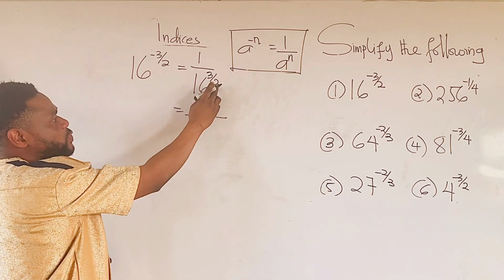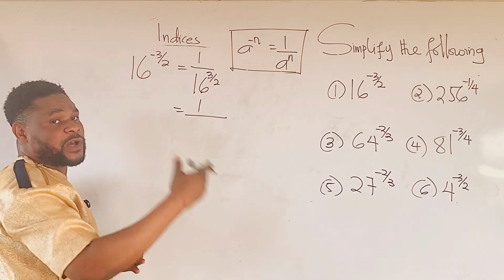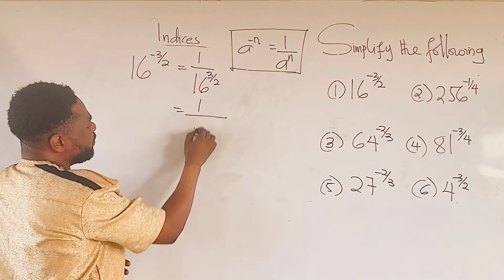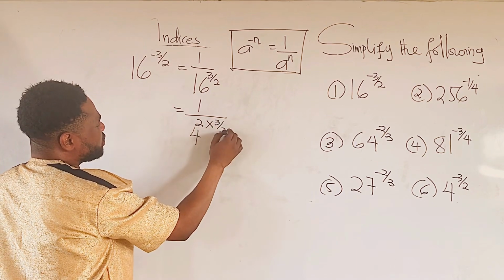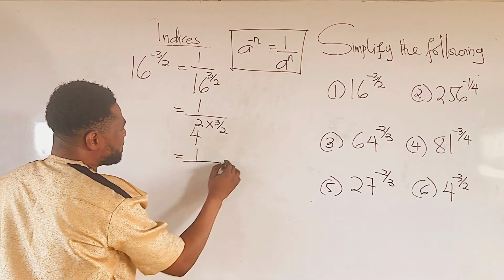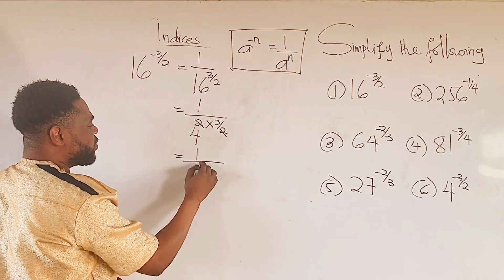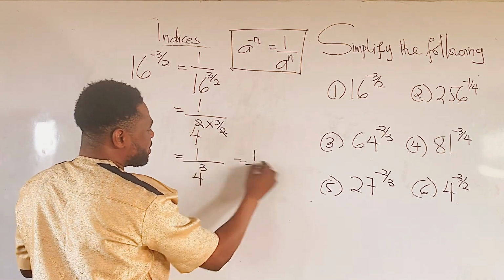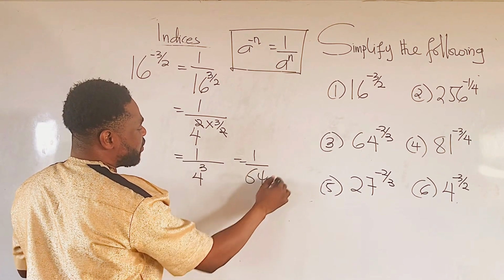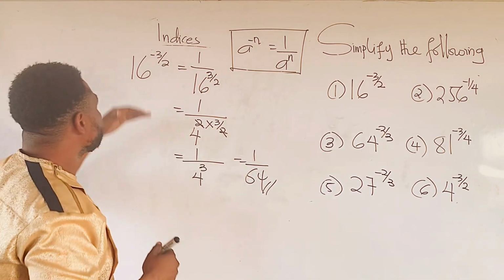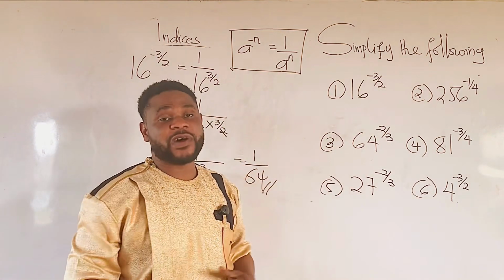Now we use our 2 here as a determinant to look for a number that will raise to the power 2 to give us 64, which will be 4 raised to the power 2. And it will multiply the exponent 3 over 2. So we can proceed by saying that these 2 will cancel this, and we are going to have 4 raised to the power 3. And we can say that 4 raised to the power 3 will give us what? 64 as our final answer. Use the same approach to solve question number 2 up to number 6 and leave your answer in the comment section.